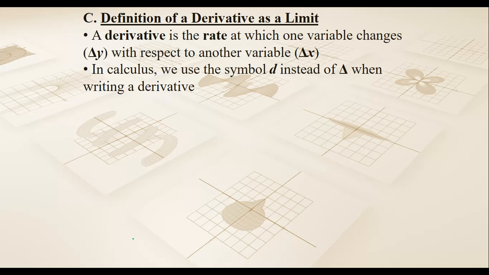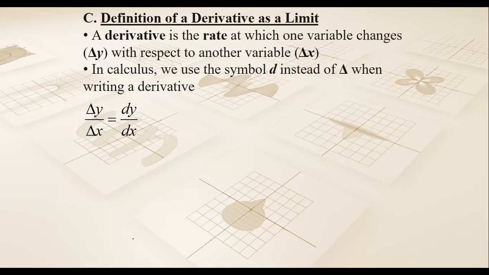In calculus, instead of using the triangle symbol to show that a quantity is changing, we use the symbol d instead of the Greek letter delta. That's just the common notation for showing that we're dealing with a derivative. So a derivative, the abbreviation would be a d. Therefore, instead of writing down delta y over delta x, we would write down dy over dx.